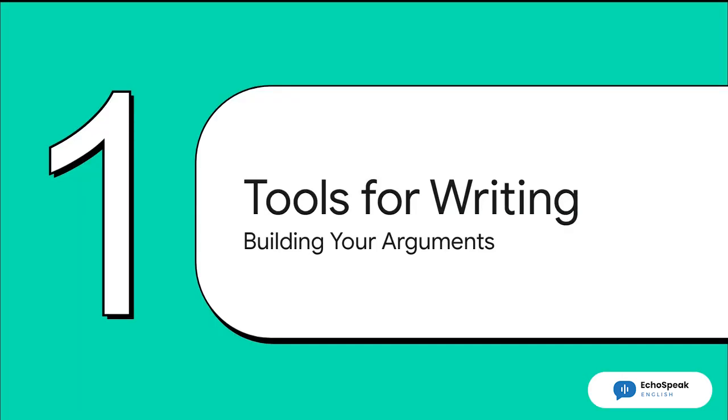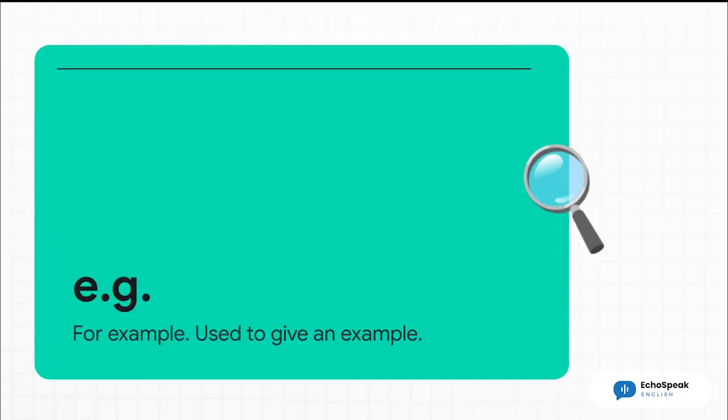All right, first up, let's jump into the tools you'll be using directly in your writing. Think of these as the nuts and bolts that help you build way stronger and much clearer arguments. First up is a real classic, e.g. Now, it's short for some Latin thing, exempli gratia, but honestly, all you need to remember is that it means for example. You can use it anytime you're giving examples to back up a bigger point.